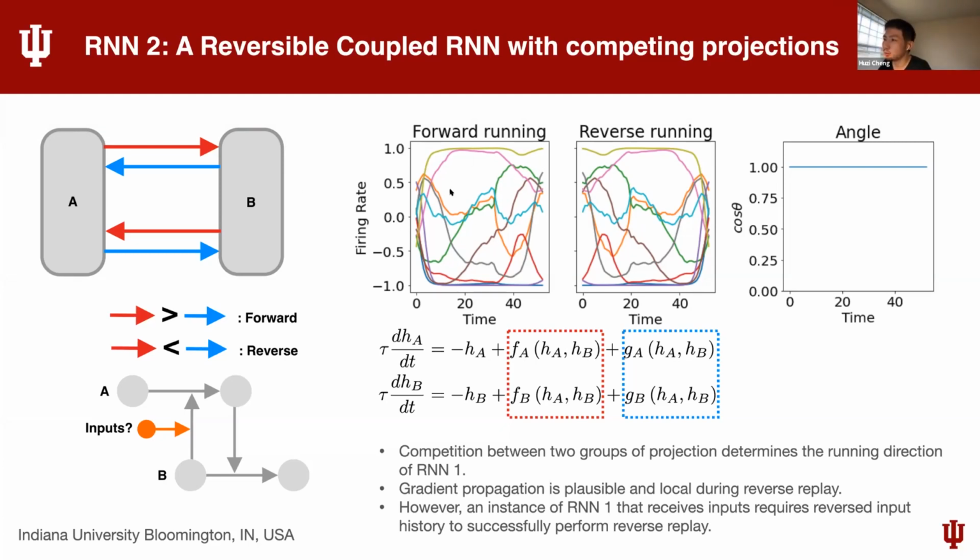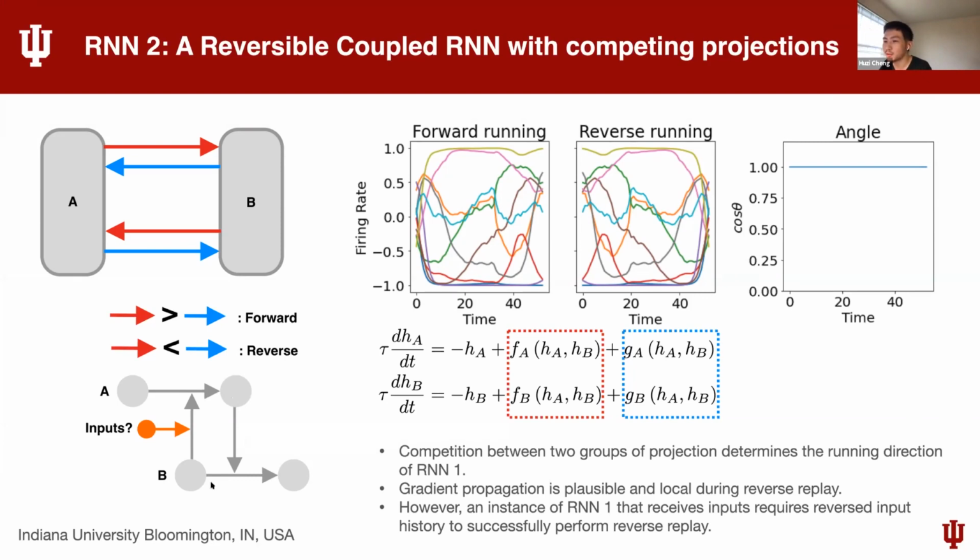And here we sampled 10 neuron firing rates from a 200-neuron network. As you can see, in the reverse running phase, the firing rate is perfectly reconstructed from the firing rate in the forward running phase, but in the flipped order. And if you compute the angle between the neuron pattern vectors of the forward and reverse running, the angle is always near zero, as cosine theta is near 1. So based on this architecture, the gradient propagation is plausible because we only require local information in the reverse replay phase. We can compute the history as we need.